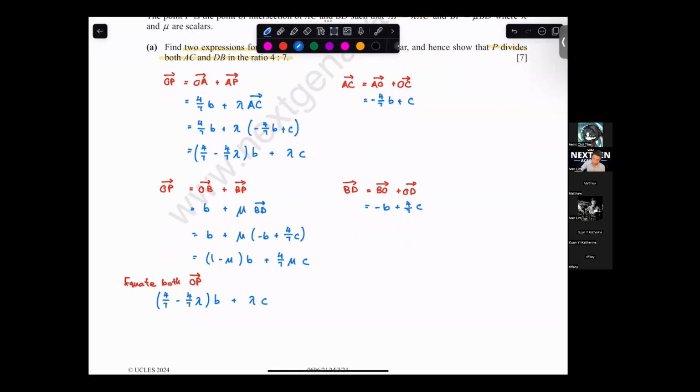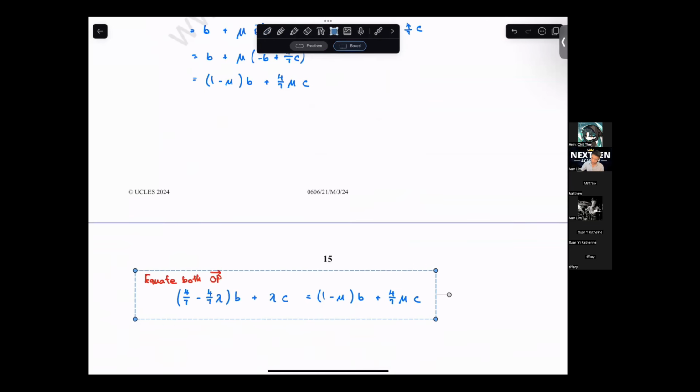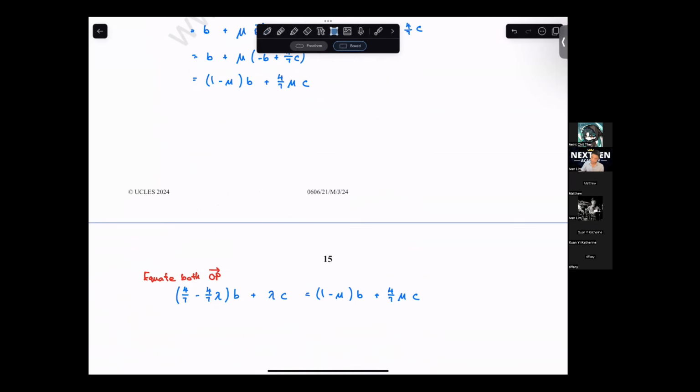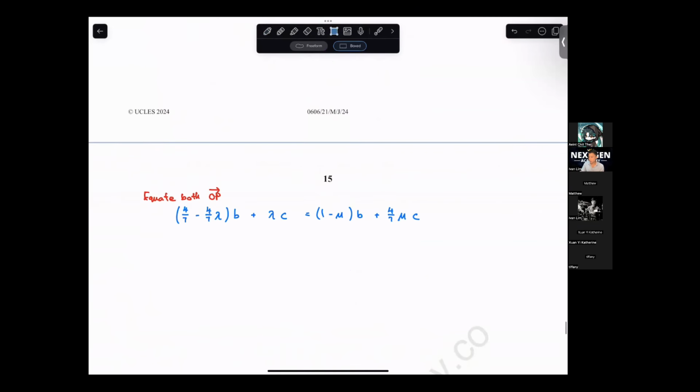Which you'll get this part equals this part here. Okay, I'm going to write it at the bottom. Equate both of them to each other. Okay, we are now going to compare the B and the B, the C and the C value. I'm going to just write down first B: 4 over 7 minus 4 over 7 lambda equals 1 minus mu. C: lambda equals 4 over 7 mu.